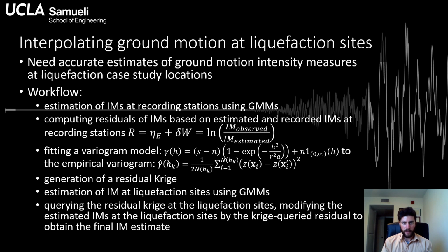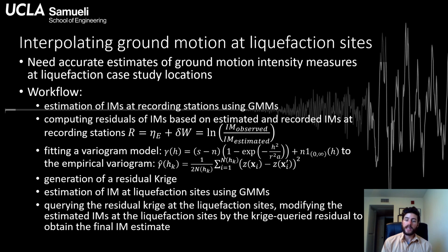So we wanted to come up with a way to more accurately estimate the intensity measures at each of these liquefaction case study locations. So we've come up with the following workflow to do so. First, we estimate the intensity measures at the recording stations that we have using ground motion models. So an earthquake occurs, it records at recording stations different intensity measures, and we have those values, and now we come back and we compute the estimated intensity measures using a ground motion model or multiple ground motion models of our choice that are fitting for the region.